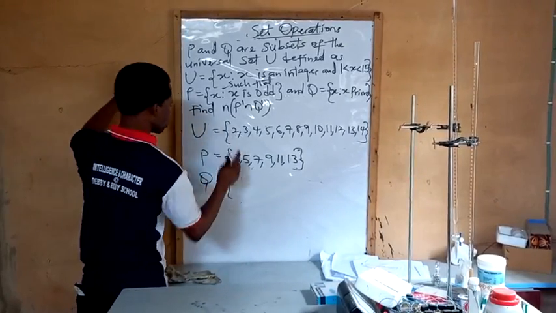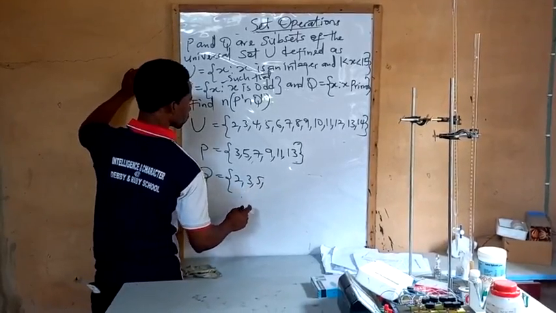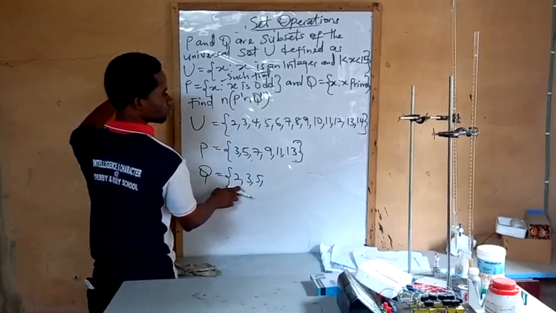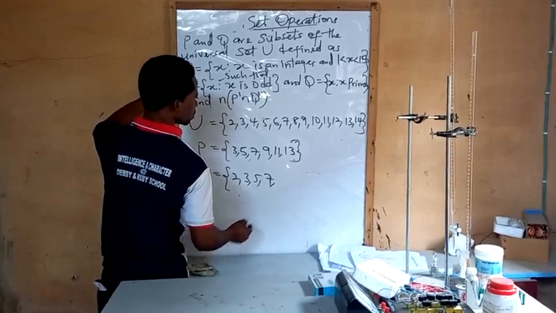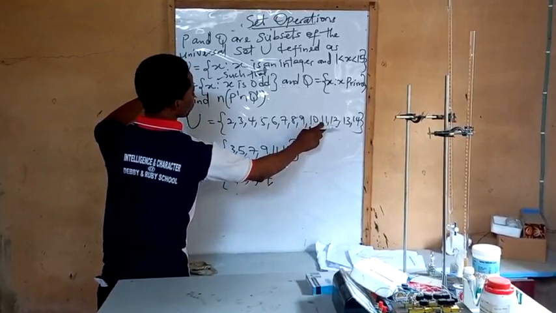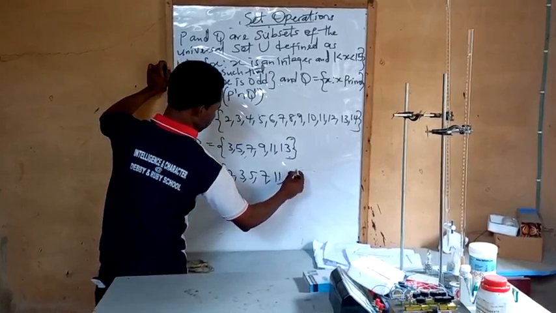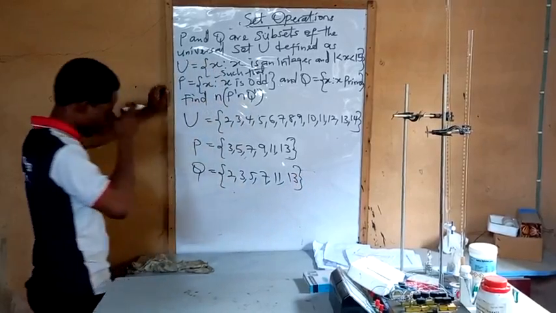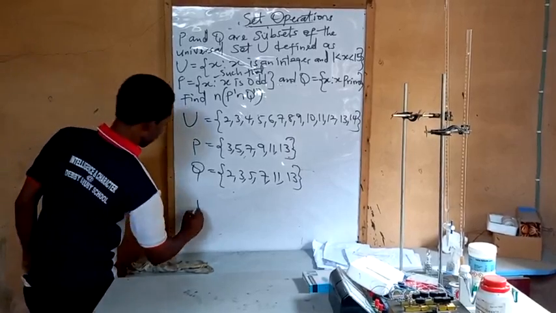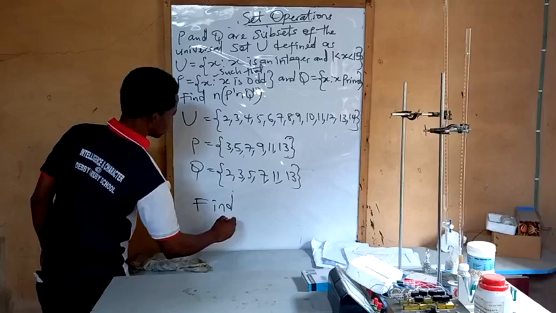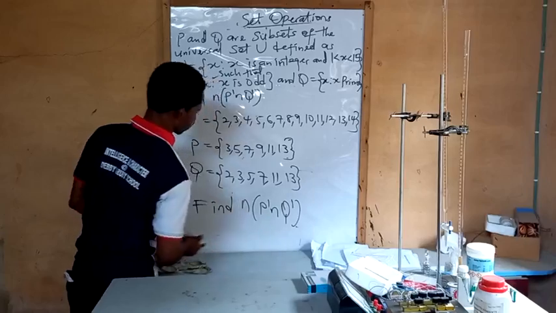So that means 2, 3, 5. These are the first 3 prime numbers. 7: nothing can go in 7. Something can go in 9. Nothing can go in 11, it's a prime number. 13 is a prime number. So we have interpreted it. Now what do they ask us to find? They ask us to find the number of P prime intersection Q prime.